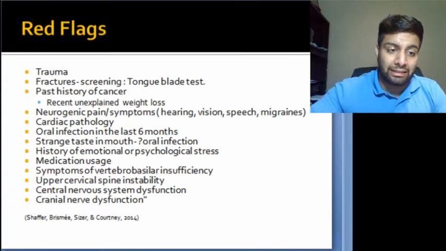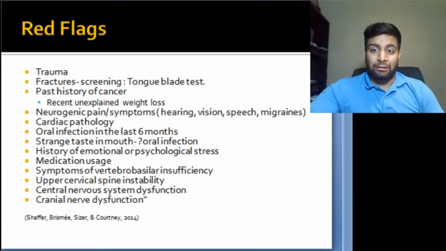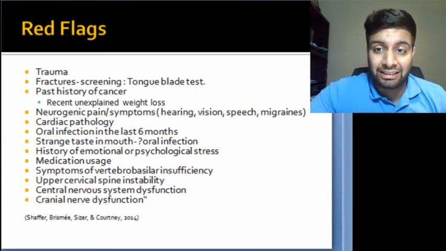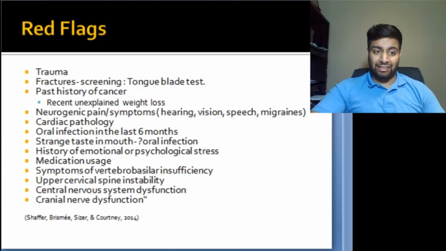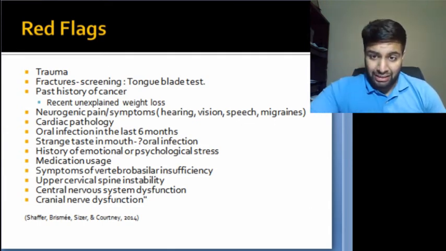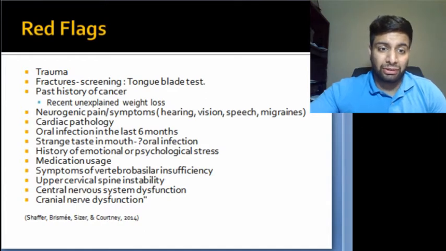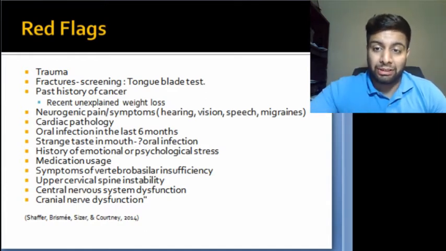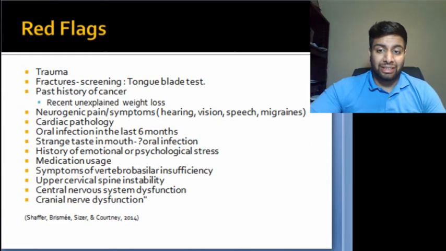Now, in terms of red flags, what you want to clear up with the patient is if they have any recent trauma and fractures. And what you can do for fractures is a special screening test. It's called the tongue blade test, which we'll be talking about later. You also want to clear up if the patient has any past history of cancer, any recent unexplained weight loss, neurologic pain symptoms, such as hearing, vision, speech, and migraine. Any cardiac pathology, as cardiac tissue usually refers symptoms to the jaw itself, so that's something you want to clear up with the patient as well. Any oral infections in the last 6 months, any strange taste in the mouth, because that's also a sign of oral infection. Any history of emotional or psychological stress that could be bothering them.